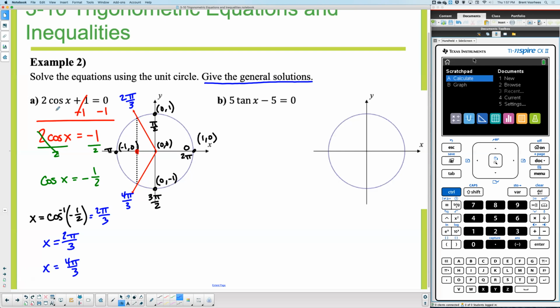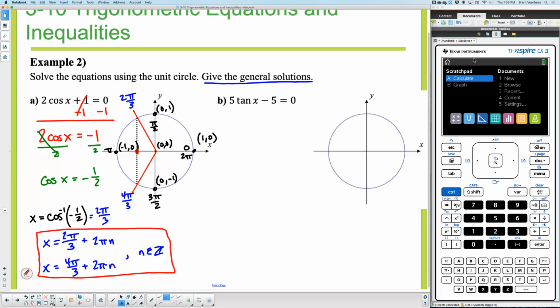What is the period for cosine? 2 pi. So put plus 2 pi with an n, comma, n e z. What does z mean again? That is an integer. Give me an example of something that is an integer. I heard 2. 2 is an integer. Give me a number that's not an integer. 1/2, 0.5. Very good. What about -1? Would -1 be an integer? Yes.